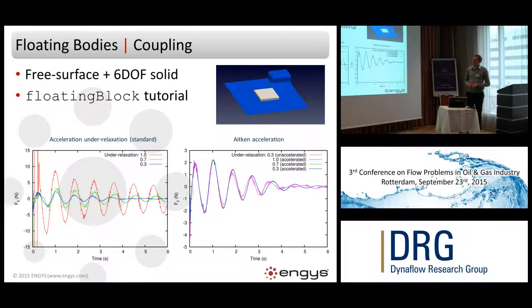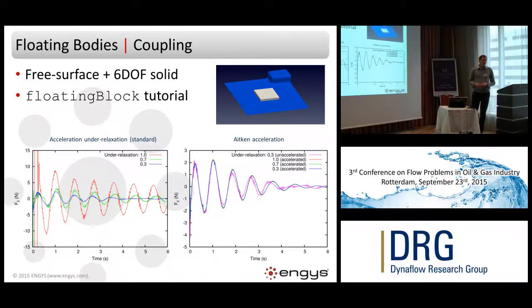This is just a very simple case of a floating block. It's the standard floating block problem in the standard OpenFOAM release. But as you see, looking at the graph on the left, running this case with different values of under-relaxation for the coupling between the 6-DOF and the fluid actually ends up with completely different results. And that's because the solution actually isn't stable in this case, but you don't realize it because you're just running it for a fixed number of iterations. So one can not realize that you're actually producing an erroneous result here.